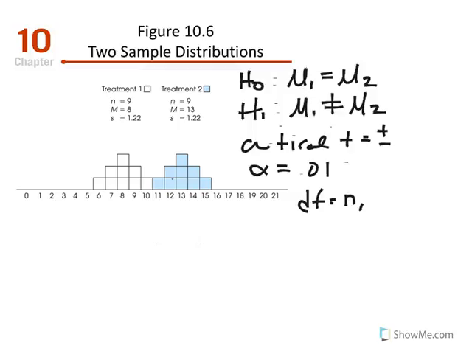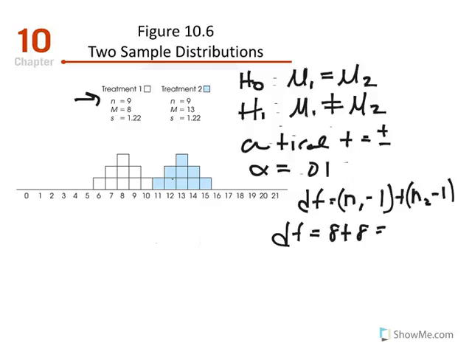So we know that that's n1 minus 1 added to n2 minus 1, and we have our sample sizes denoted here, so degrees of freedom is equal to 9 minus 1 is 8 plus 8, and we have 16. So let's find our critical t given these parameters.